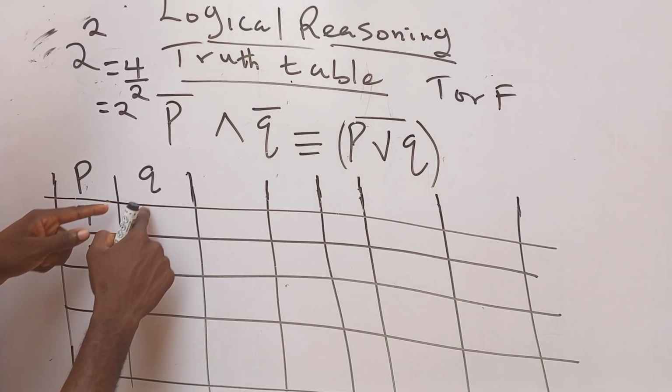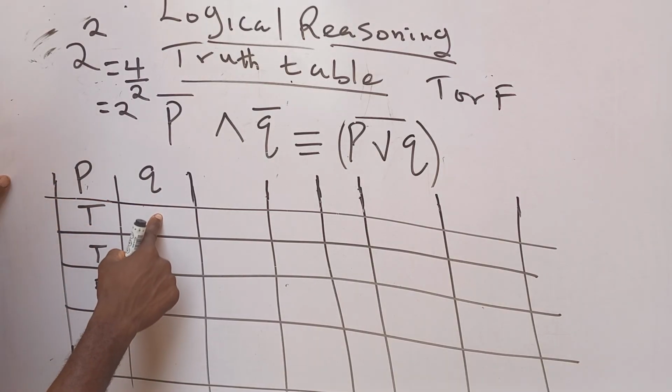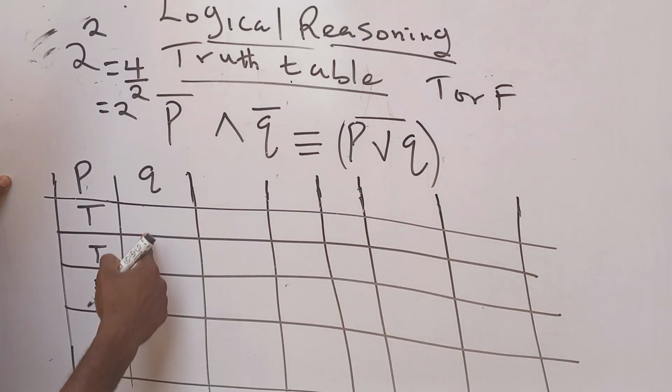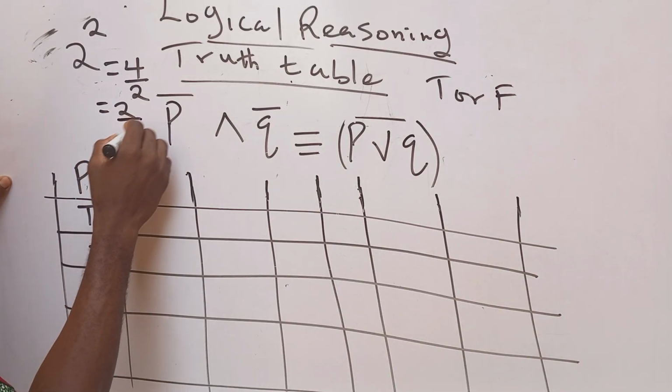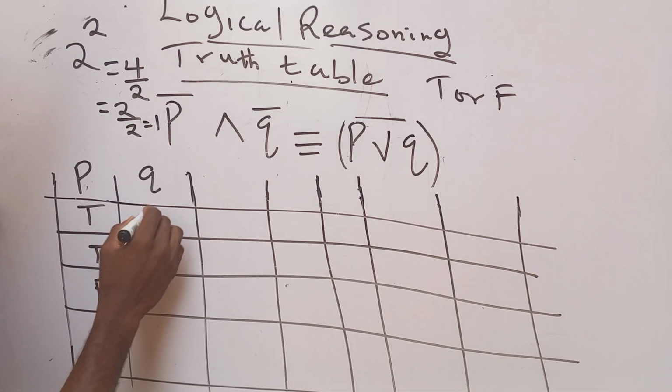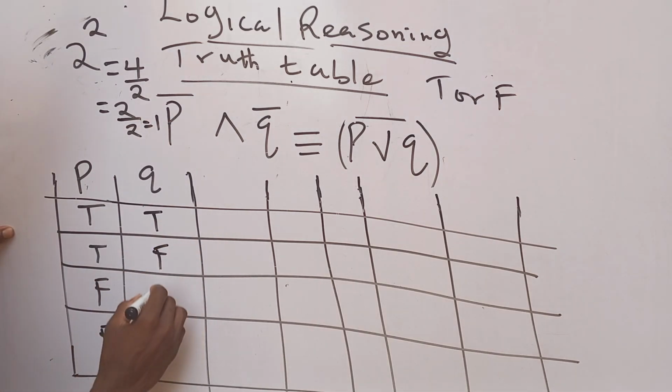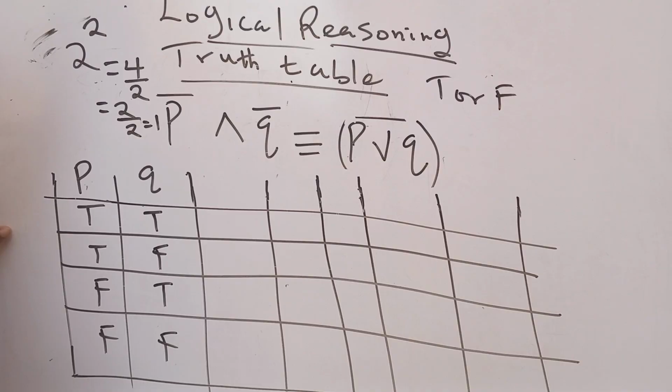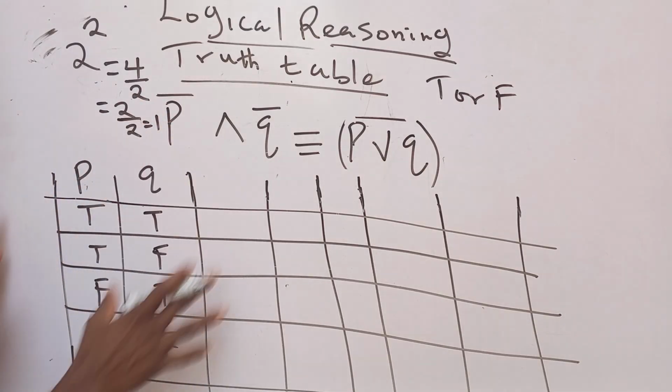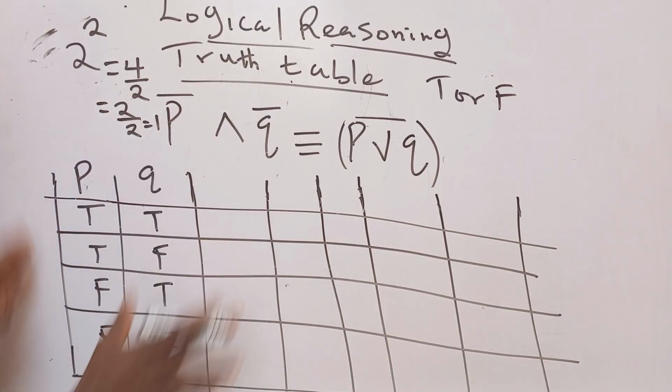Then for this other column, we need to know how many true and false will alternate. We're going to have 2 divided by 2, and the result is 1. So we're going to have true, false, true, false. We have been able to create this table now.